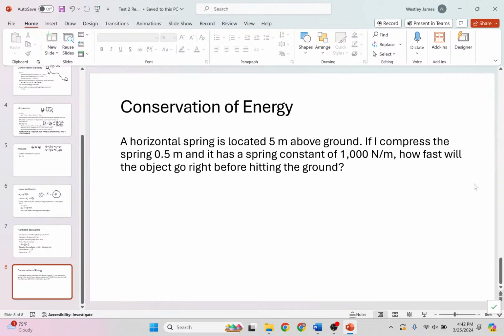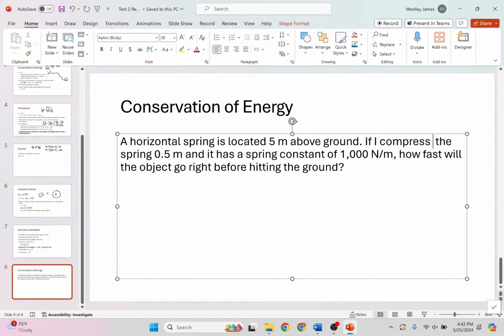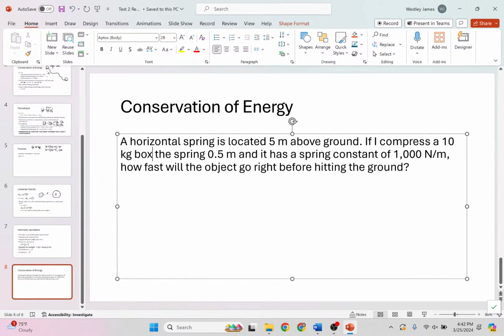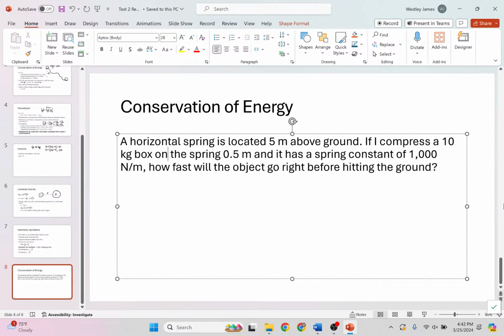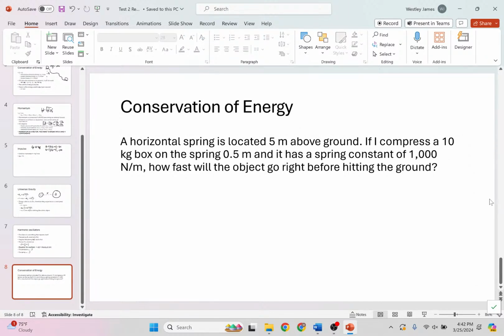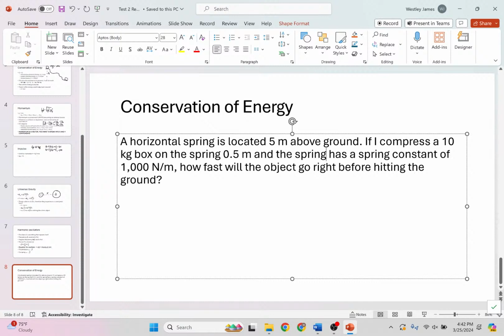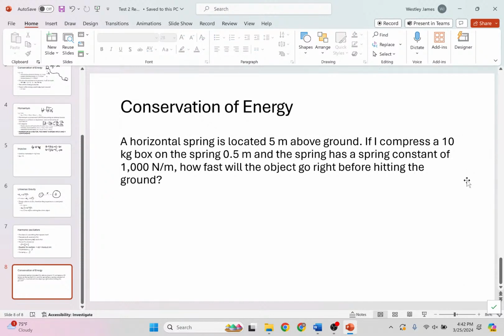Oh, you need one more thing. If I compress a 10 kilogram box. Okay, not the most eloquent, but it gets the point across. I spend a lot more time thinking about the wording on your test, so don't worry that it's going to be this.